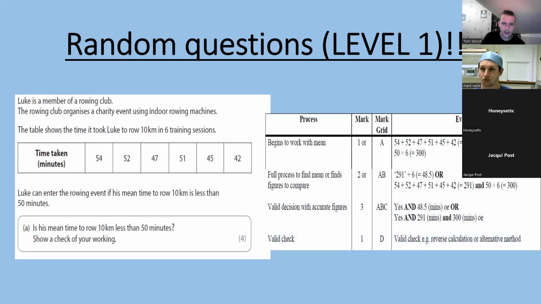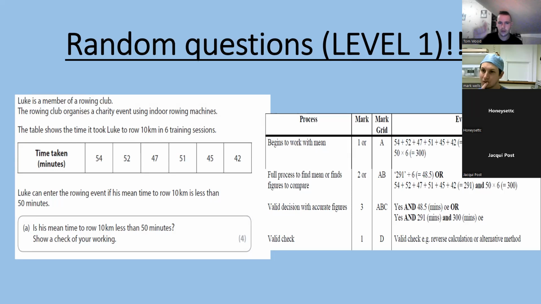So, and again, all it says there, for a valid check, it's either a reverse calculation or an alternative method. So you can use an estimate there as well. What I would say is with these, it's always easiest to work right from the end. So obviously we would have 48.5, or if you've rounded the answer off, 49. So 48.5 multiplied by 6, and that takes us back to our 291.